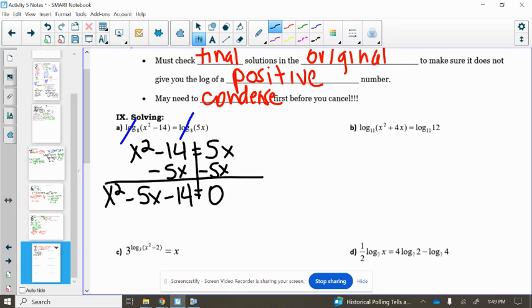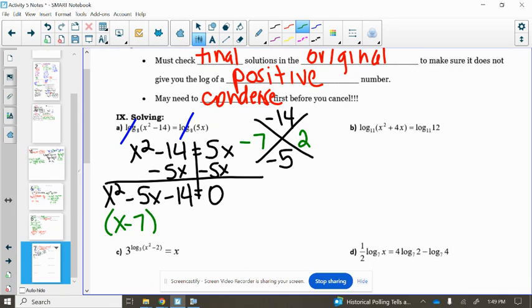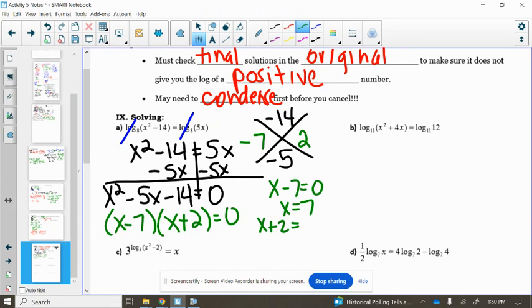And this is a type 1 factoring. We have 1x squared, so we're looking at what multiplies to be negative 14 and adds to be negative 5. Well, that is going to be negative 7 and positive 2. So when we factor this, we have x minus 7, x plus 2 equals 0. And then if we set each piece equal to 0, x minus 7 equals 0, so x is 7 when we add that over. x plus 2 equals 0, so x equals negative 2.